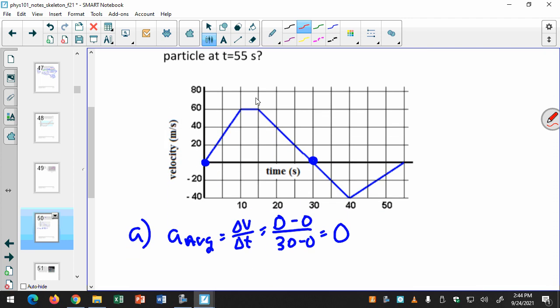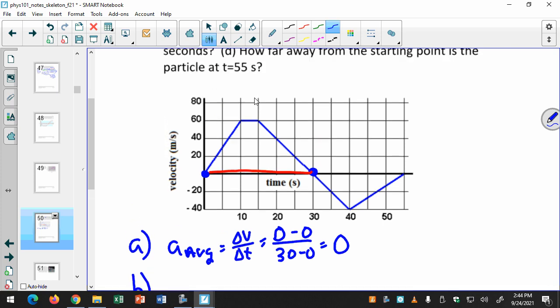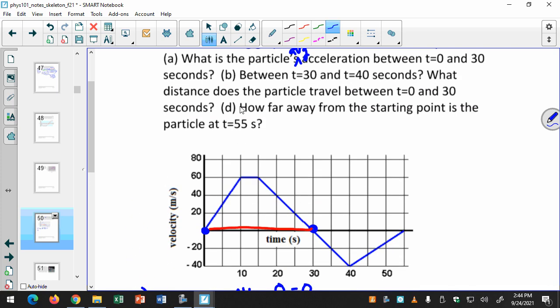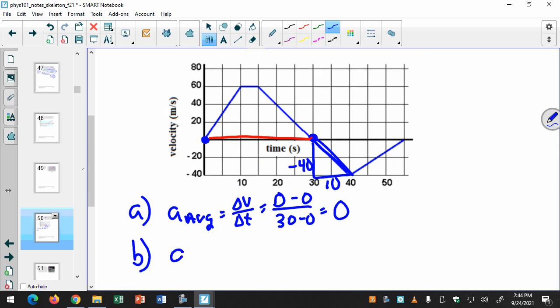Do you follow me on that? Basically, I'm looking for the slope of this line between those 2 points. On part B, I want to know it between 30 and 40. So I want to know the slope of this line. And the slope of that line, let's see, my rise is minus 40. My run is 10. So the slope of that line is equal to negative 4.